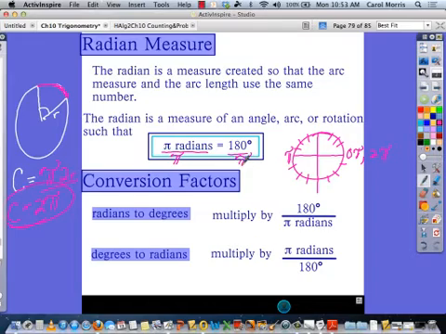So be careful. How do I remember when I convert from radians to degrees? Notice it says radians to degrees. So what you want to keep is the piece that stays on top. So it's 180 over pi radians when I want to keep it in degree measure, and it's pi radians over 180 degrees when I want to keep it in radian measure.